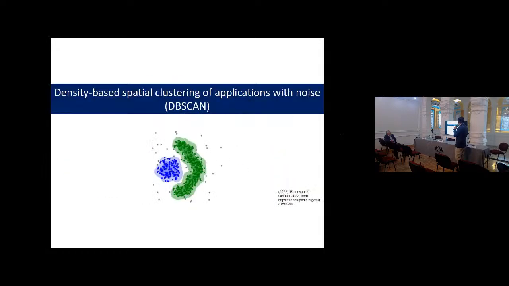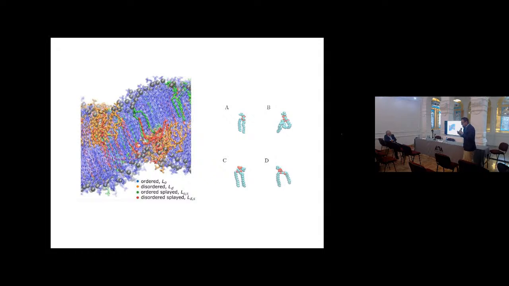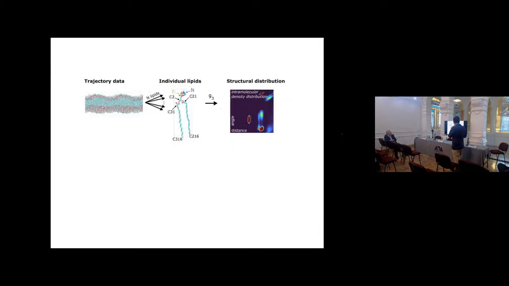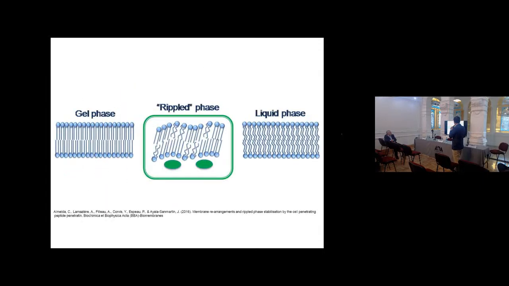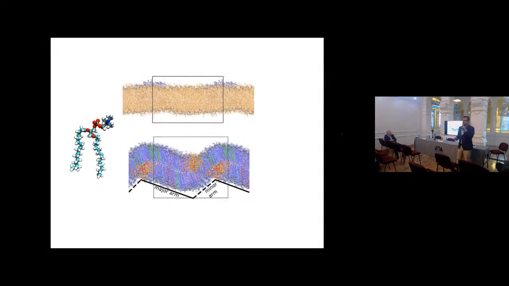One thing I wanted to emphasize is that at the beginning I told you they didn't know about this ripple phase, and they thought it was a combination of those two phases. Here I'm showing you that it's not just a combination of two, it's a combination of four, but they're also localized. Blue is the ordered lipids, and most of them are on the major arm, the ordered one. And these funny conformations of splayed and disordered lipids are on the minor arm. So they are not just different, but they are also localized on the ripple itself.